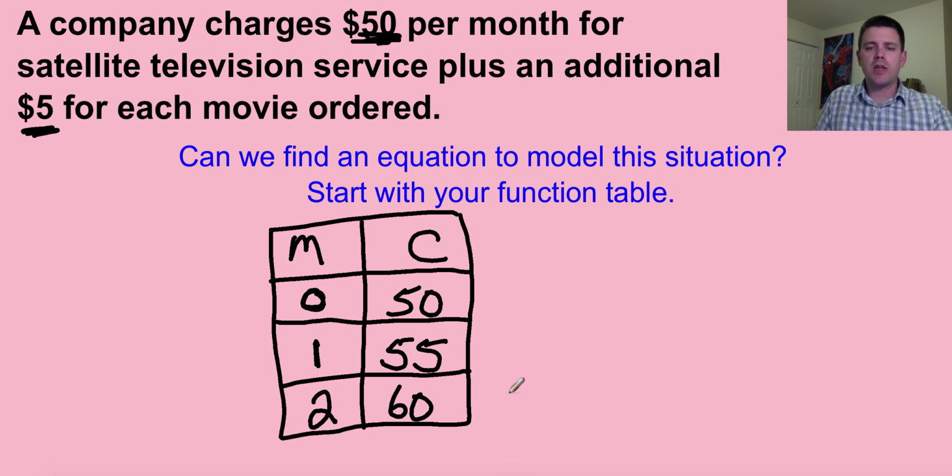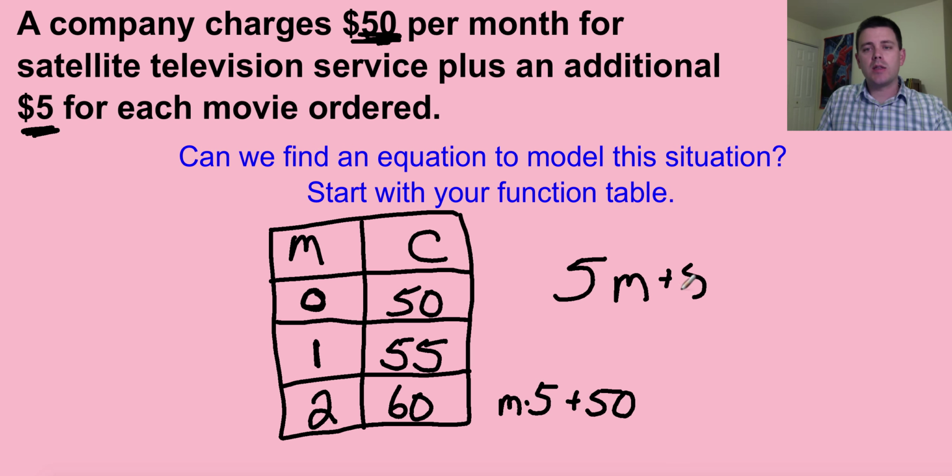So stop and think, how was I calculating that? Well, I was doing the number of movies, multiplying it times $5 plus the extra $50. Okay? So I take the number of movies times $5 plus the extra $50 I have to pay anyway. And that helps me calculate my total.